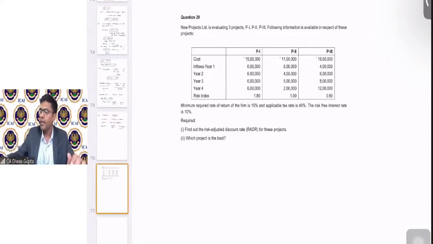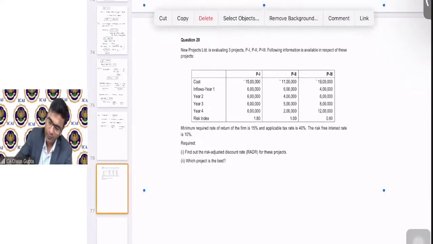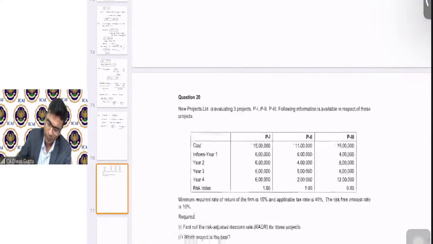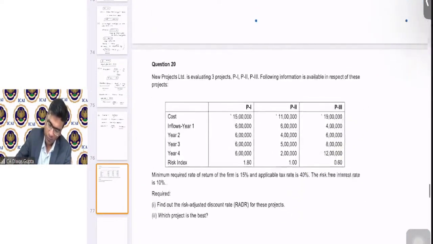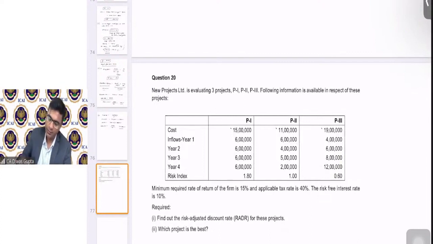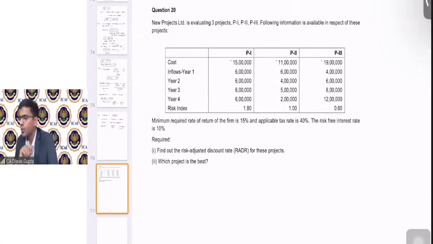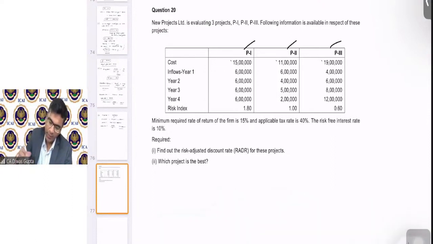Let's come to next question. Question number 20. New Projects Limited is evaluating three projects, project 1, project 2, and project 3. I hope now it is visible. The following information is available in respect of these projects: cost has been given, inflows from year 1 to year 4 are given, and the risk index is also given.